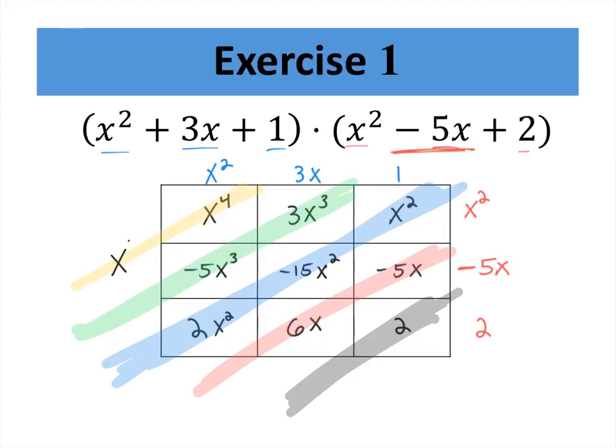I've got an x to the power of 4. And here I start thinking, negative 5x cubed plus 3x cubed. Well, minus 5 plus 3 is negative 2. So we've got negative 2x to the power of 3. And here I think 2x squared minus 15x squared plus x squared, well, negative 15 plus 2 is negative 13, plus 1 is negative 12. When we add those numbers together, negative 12x squared. And then 6x minus 5x ends up being just 1x.